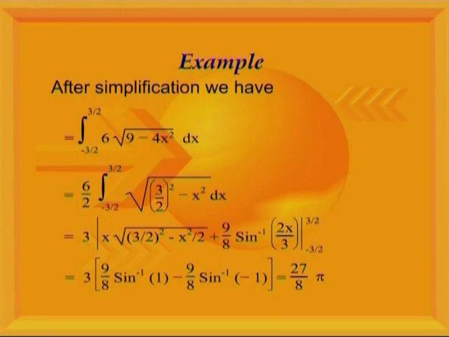So in this way, this is equal to 3 into 9 by 8 pi by 2, because sine inverse 1 is pi by 2, and that is minus 9 by 8 into minus pi by 2, which ultimately this term becomes plus 9 by 8 into pi by 2. So after calculation, this is equal to 27 by 8 pi.